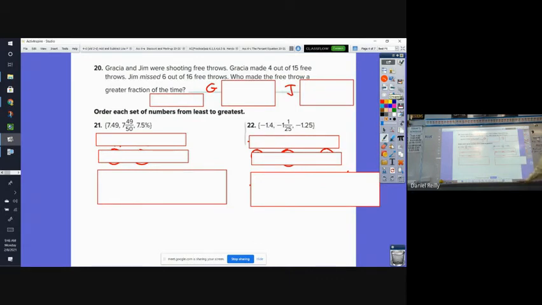Gracia and Jim are shooting free throws. Gracia made 4 out of 15. What is her decimal free throw making percentage? What is 4 out of 15 as a decimal? Anyone got that one written down?